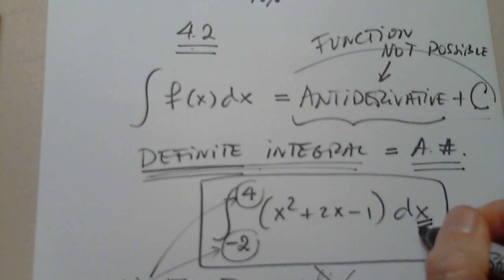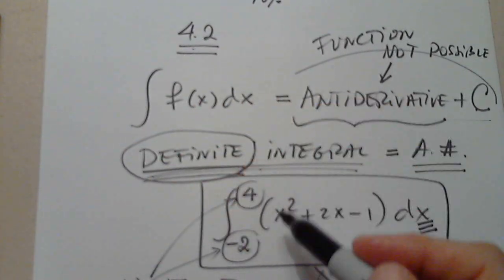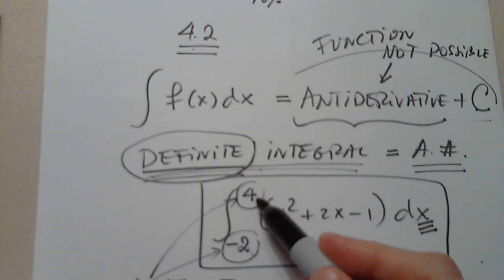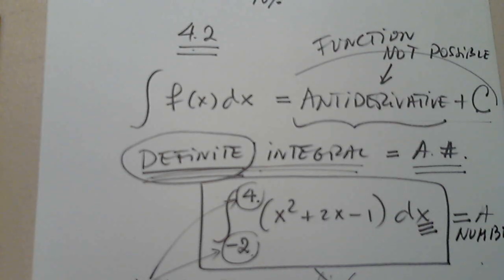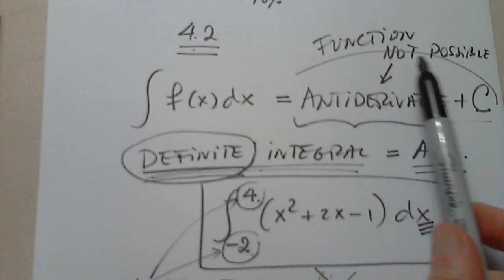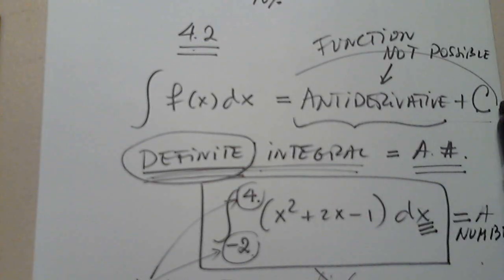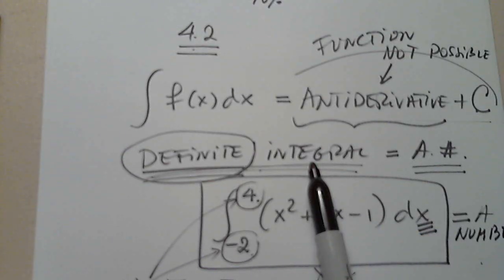In other words, x is carved in stone. It's definite between -2 and 4. That's why the answer is always a number. So the indefinite integral will always give us the antiderivative, the most general antiderivative of this function. But the definite integral will always give us a number, and I'll explain where it's coming from.